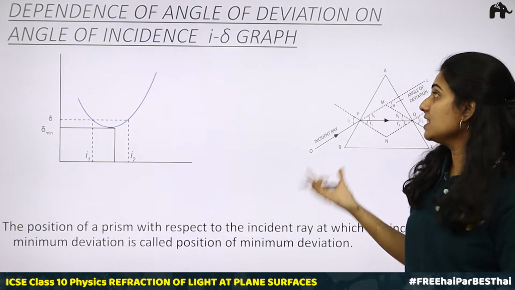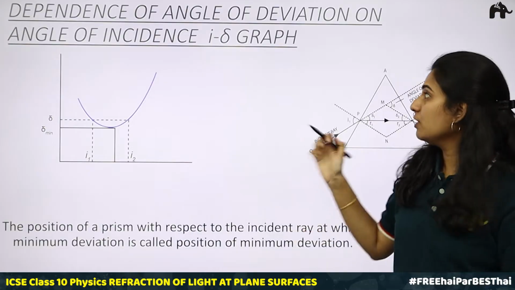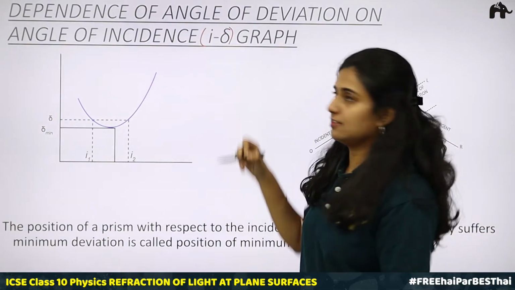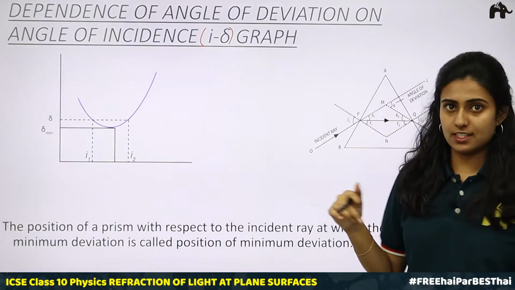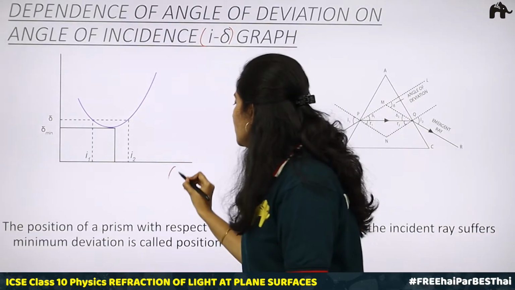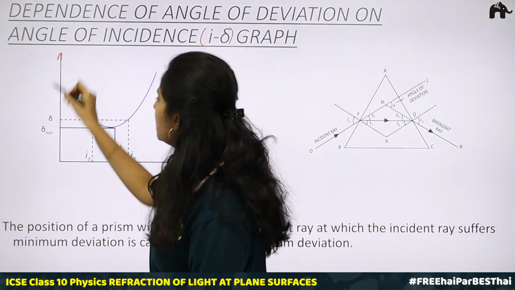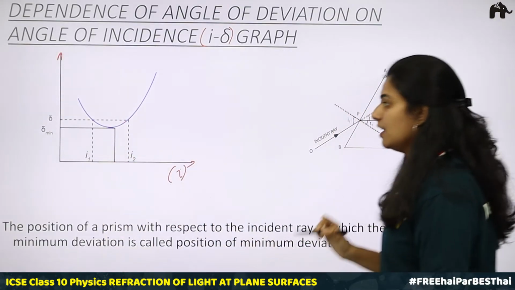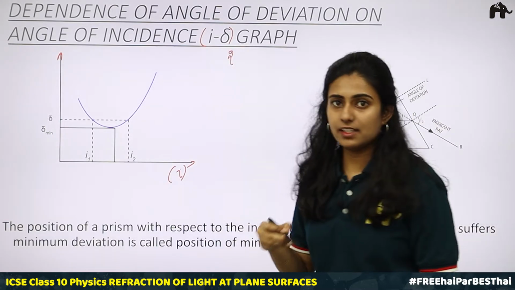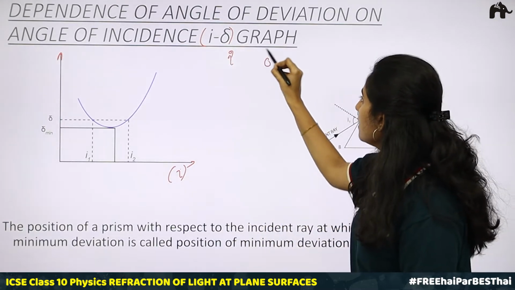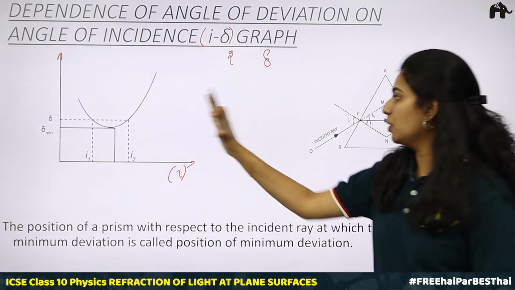In order to understand the dependence of angle of deviation on the angle of incidence, we will be constructing an I-delta curve. Incident angle and angle of deviation is considered and a graph is constructed. So here, angle of incidence is taken along the x-axis and angle of deviation is taken along the y-axis. For this, you will be taking different incident angle values and note the angle of deviation at these angles of incidence and plot a graph.